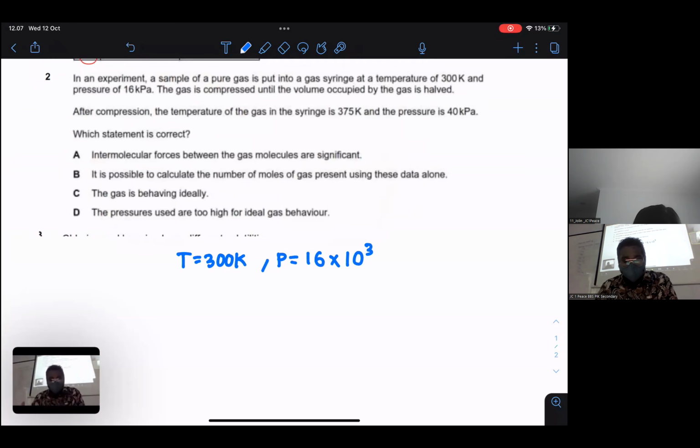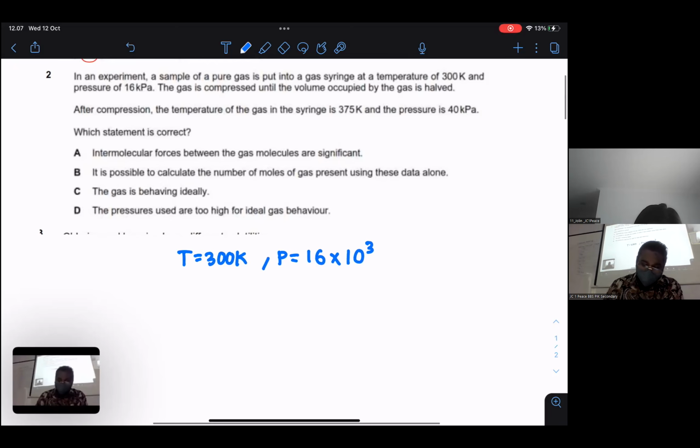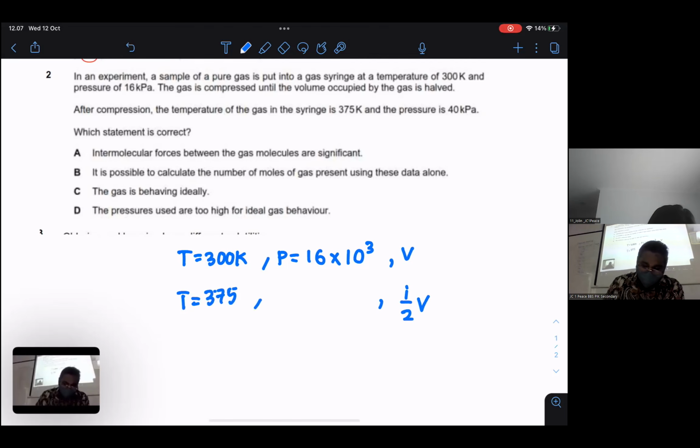The gas is compressed until the volume occupied by the gas is half. So it means now the earlier volume is V. After compression, the V now becomes half of the V. If you're confused, I will just change this. Just put half V. And then after the compression, the temperature of the gas is going to be 375, and the pressure was 40 kilopascal. So I just put over here.